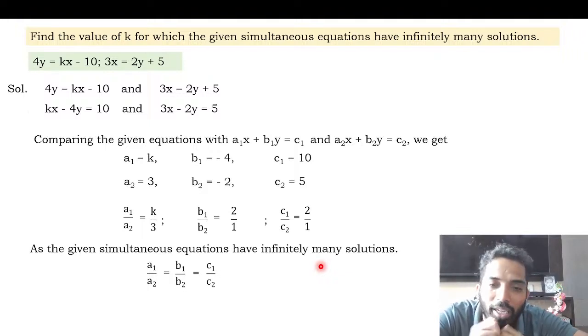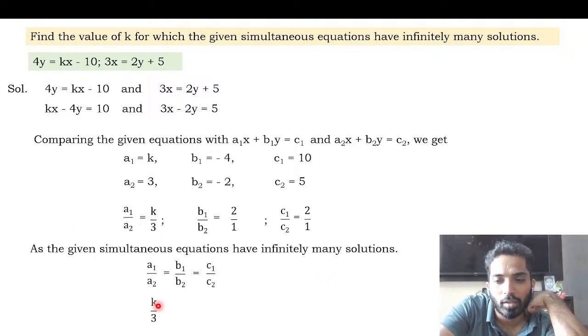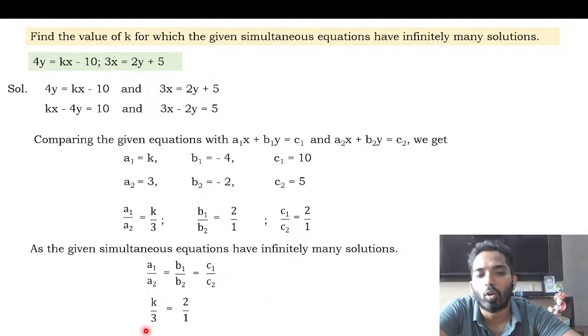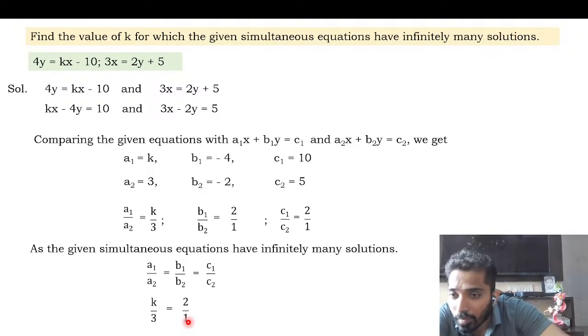Okay, the paneer tikka confirmation has also come. So a1 upon a2 is k upon 3 from here, b1 upon b2 is 2 upon 1 here, c1 upon c2 is 2 upon 1 from here. Now what we can do is, c1 upon c2 is not needed, take these two and cross multiply. k into 1 is k, 3 into 2 is 6. Okay, I hope everybody got the sum. If anybody has any doubt please tell me.